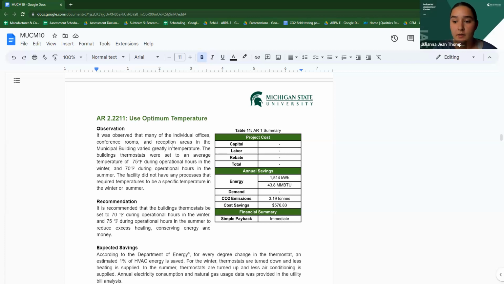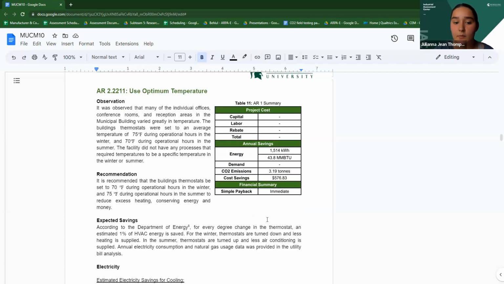Sure. So for this one, one of the things we noticed in the facility when walking through is that typically in the winter you have the temperature set point higher because you like it warmer, and in the summer you have the temperature set point lower because people like it cooler. But just from an energy side of things, you can save a lot of energy by flipping how you have your set points. So for this recommendation, we recommend that you keep it about 75 in the summer, a little warmer, so your cooling isn't working as hard. And in the winter, having your set points at about 70 degrees, keeping it cooler in the building so you're not spending as much on heating.